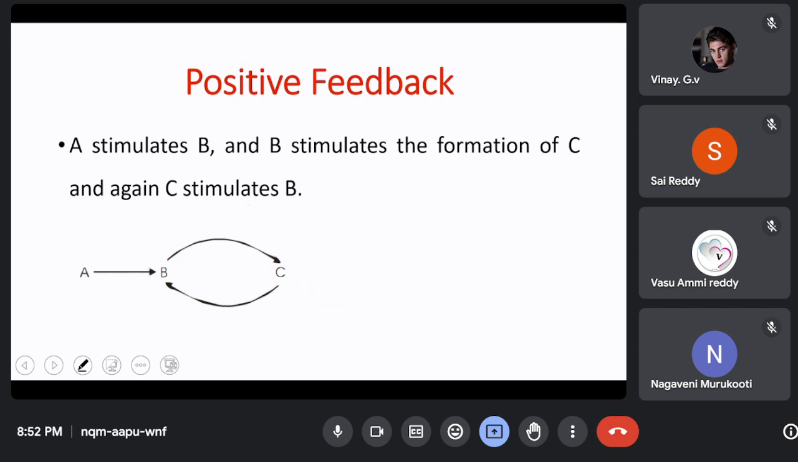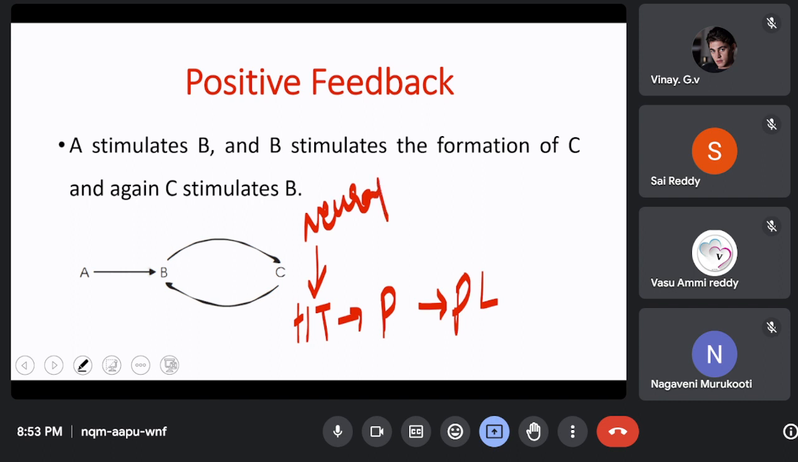For example, there is a hormone called prolactin. So how is prolactin released? Prolactin is released by the pituitary gland. Who stimulates the pituitary gland? It is the hypothalamus. The hypothalamus is related to the brain. It is the neural impulse that stimulates it. What is the neural impulse here? It is the suckling impulse of the baby.